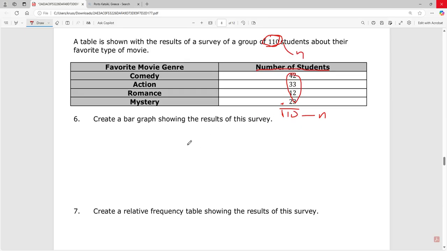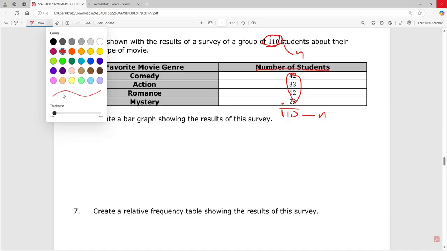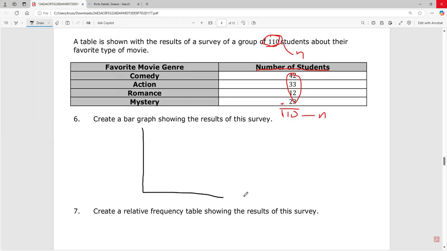It tells us to create a bar graph. I wonder if I can draw a straight line on this thing. No, I can't. So I'm just going to create a bar graph here, best I can, where this is the frequency, the number of people that said this, and this will be comedy, action, romance, and mystery.